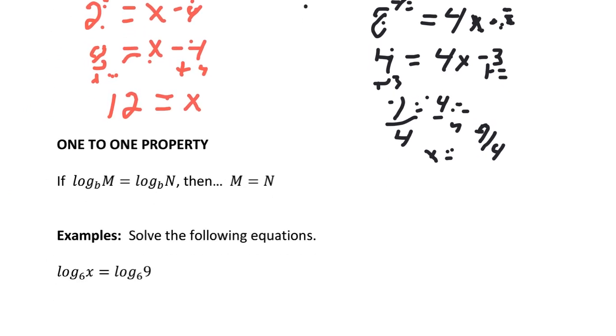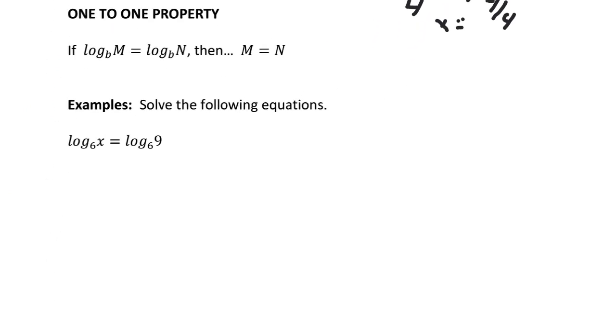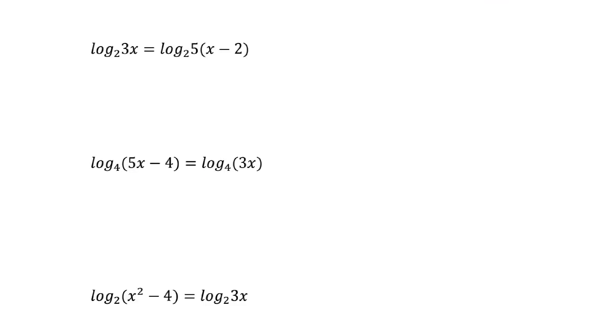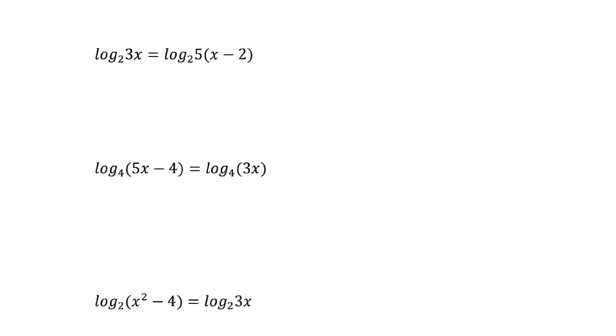So we're going to look for one-to-one properties in the next ones. And what do we have here? We've got a log base 6 and a log base 6. So that's simply x equals 9. And on to the next page. We've got base 2 and base 2.